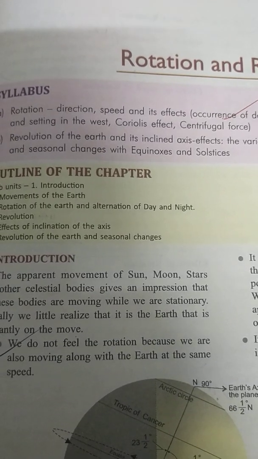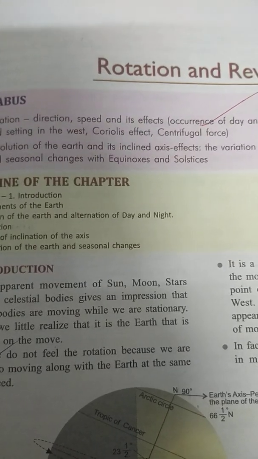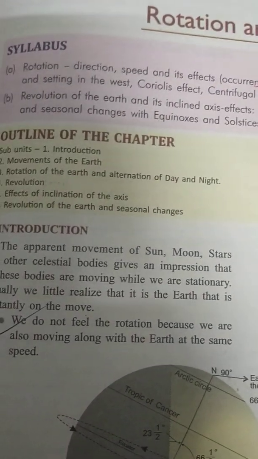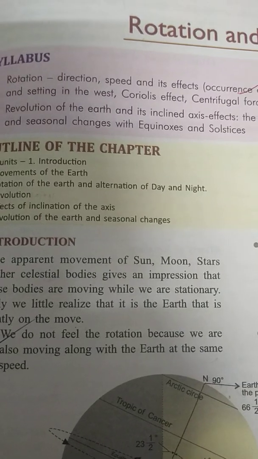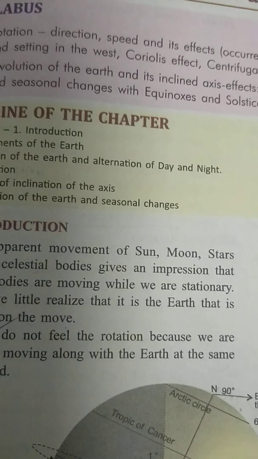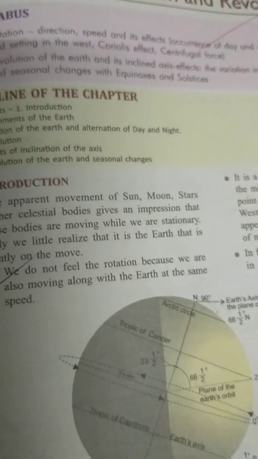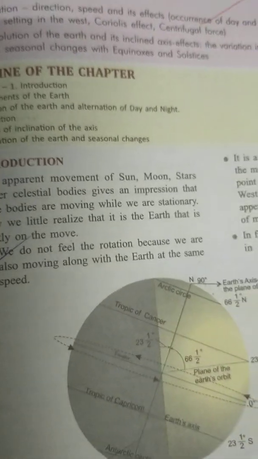Actually the sun is stationary and the earth moves. Now the question arises, why do we not feel the rotation? Because we are also moving along with the earth at the same speed. That's why we do not feel the rotation. Now we will discuss the two motions of the earth, rotation and revolution.